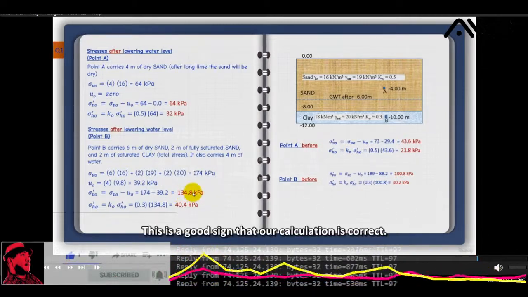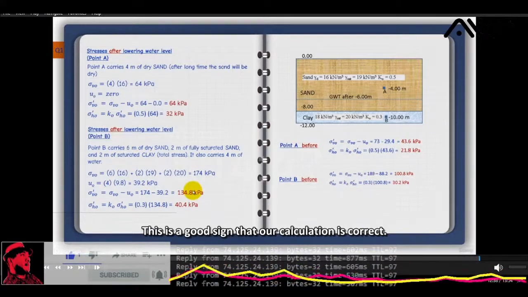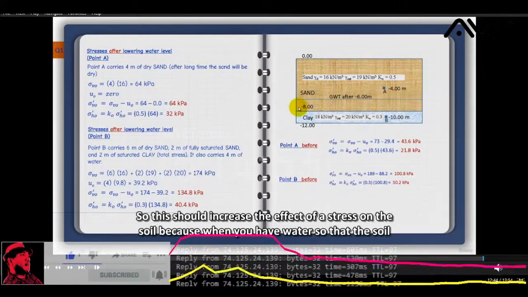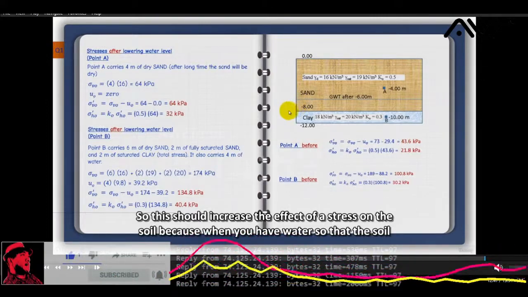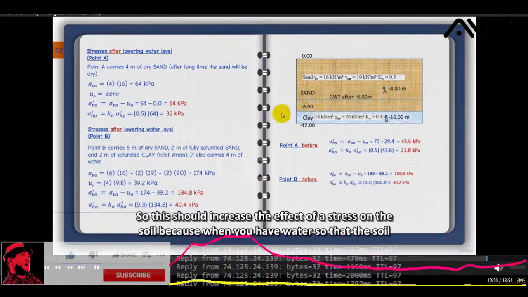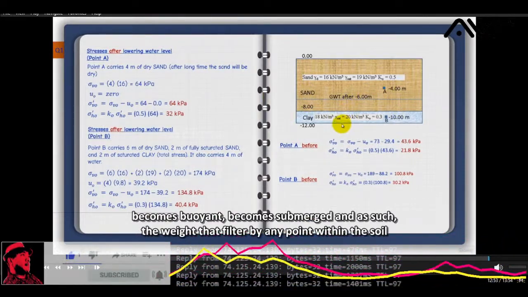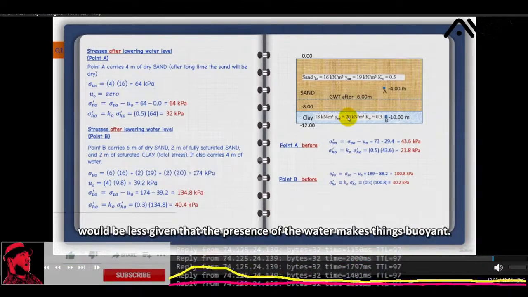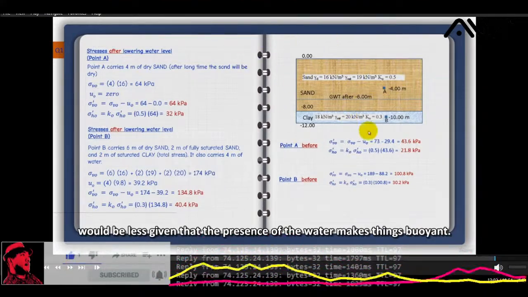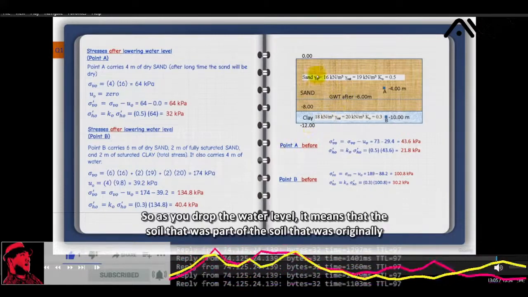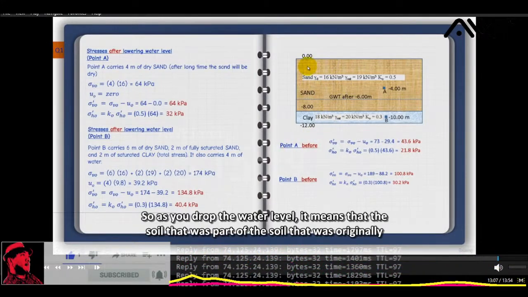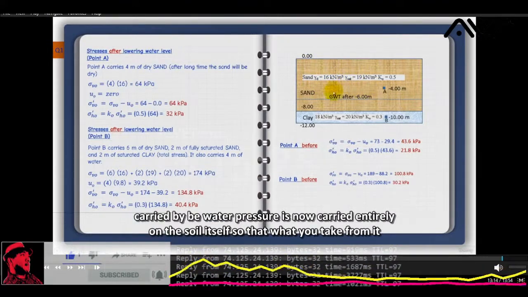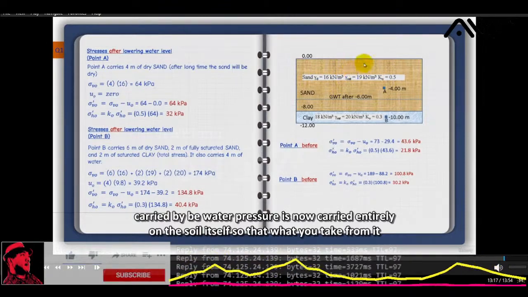This is a good sign that our calculation is correct. Why? Because when the water level drops, this should increase the effective stress on the soil, because when you have water, the soil becomes buoyant, becomes submerged. As such, the weight felt by any point within the soil would be less, given that the presence of the water makes things buoyant. So as you drop the water level, part of the soil that was originally carried by the water pressure is now carried entirely by the soil itself.